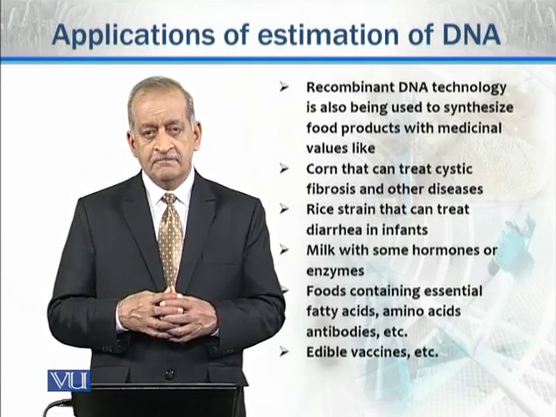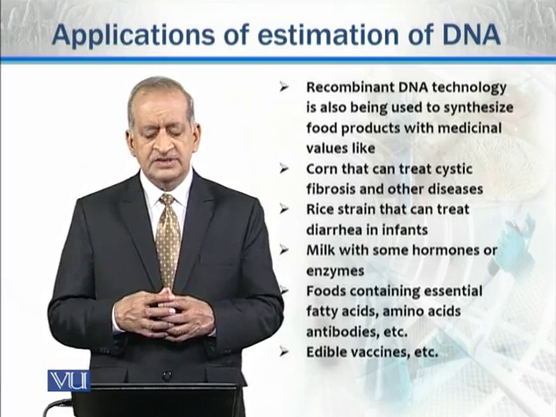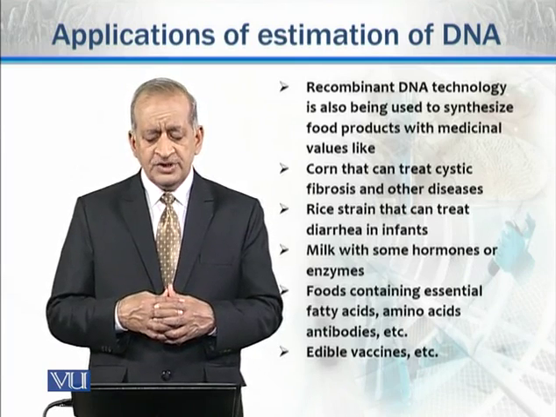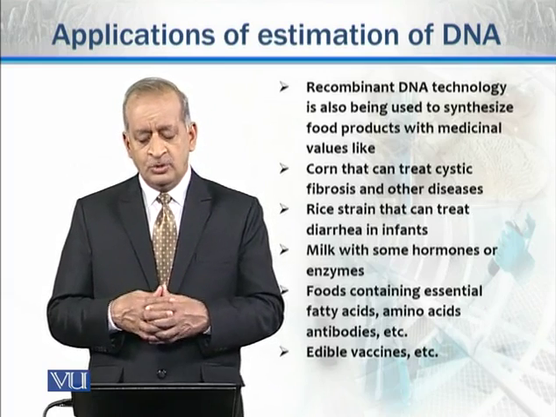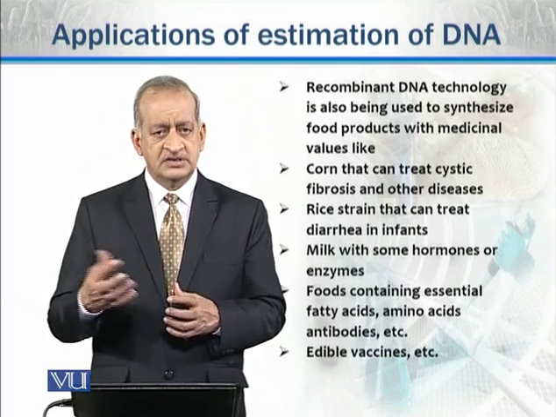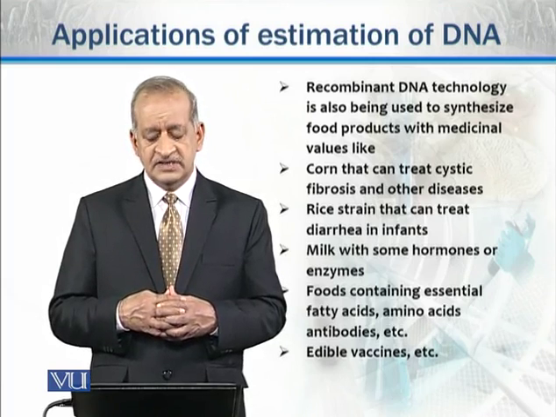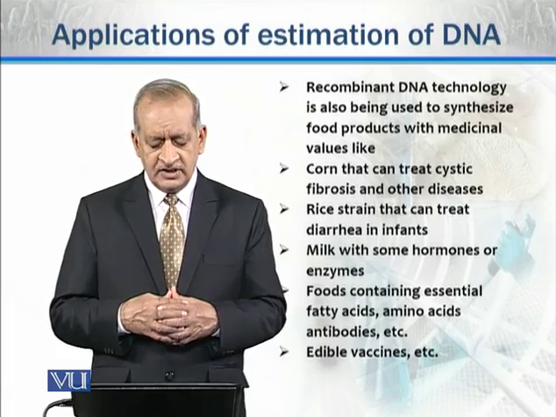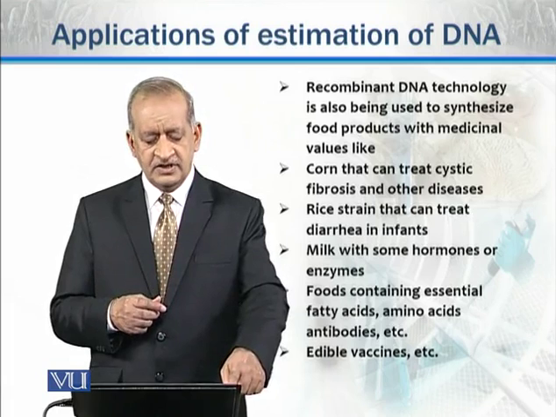We can have corn that can treat cystic fibrosis and other diseases. We can have rice strain that can treat diarrhea in infants. We can have milk with some hormones or with some enzyme which are needed for human body or some for other animals. We can have foods which contain essential fatty acids, amino acids, and antibodies, which are very important as well. And we can have edible vaccines present in the different foods.